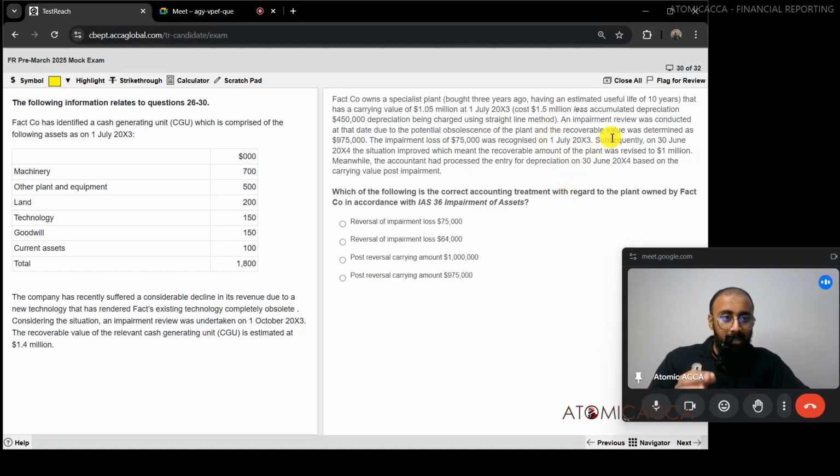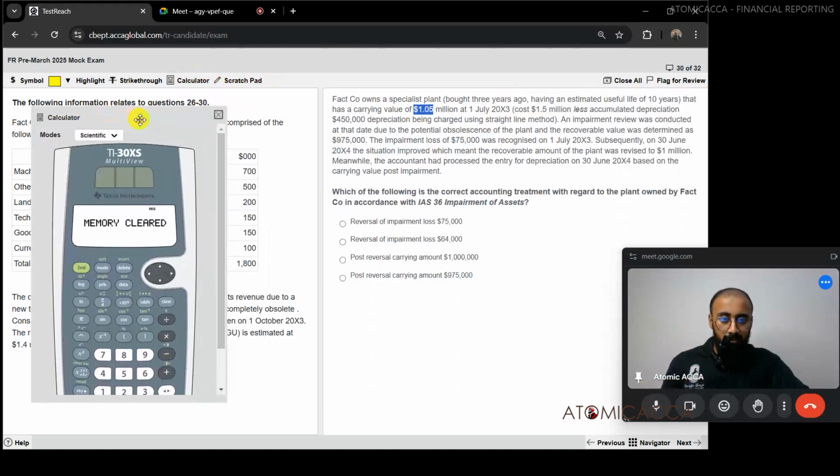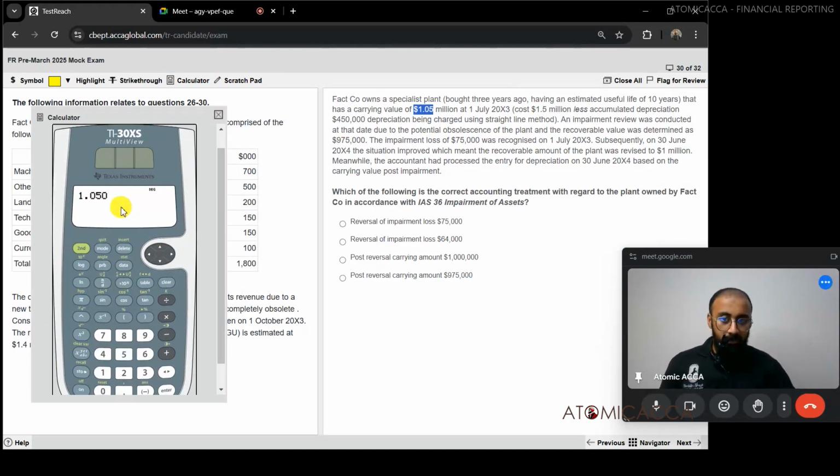Okay, understood. An impairment review was conducted at that date, that means 1st July, due to potential obsolescence of the plant, and recoverable value was determined as 975,000. So 1.05 million is the carrying value. New fair value is 975,000. So how much is the difference? 1050 minus 975,000, so 75,000 impairment happened. Impairment loss of 75,000 was recognized on 1st July X3.